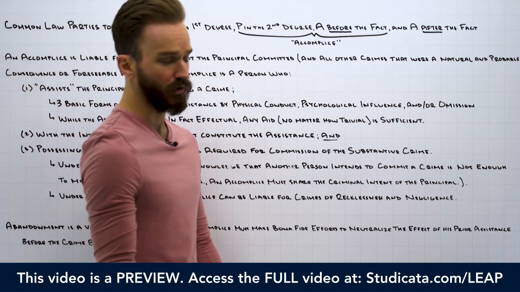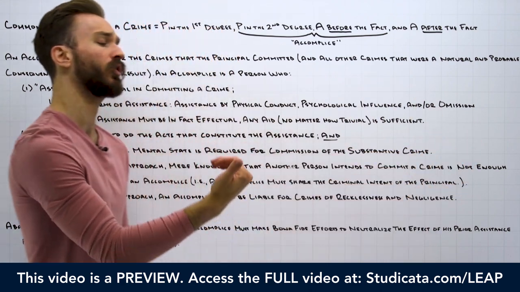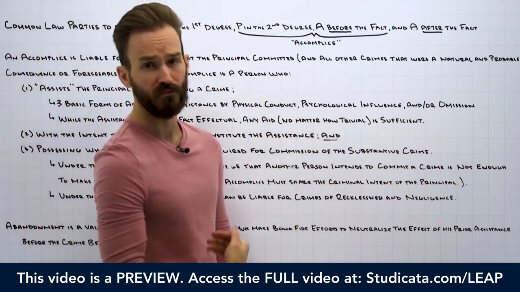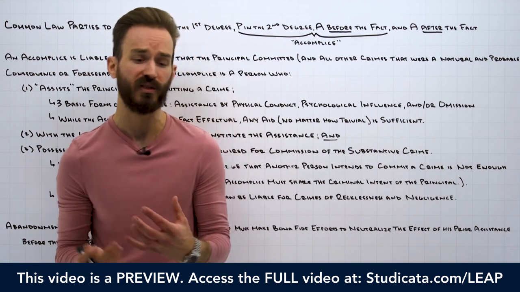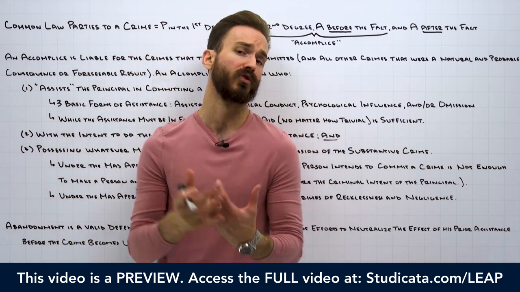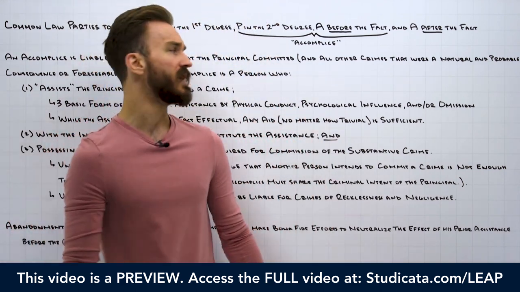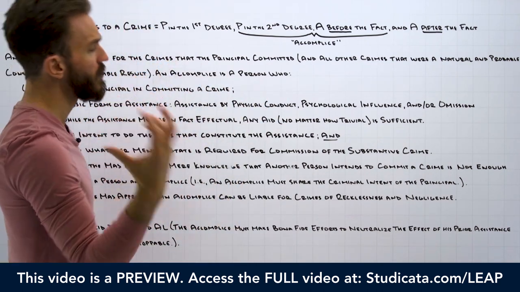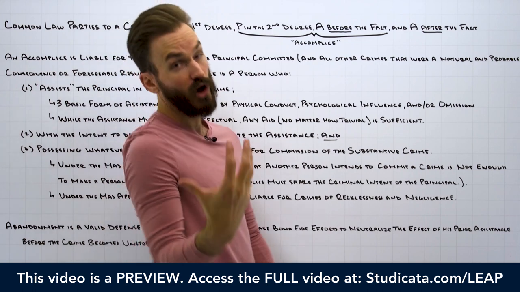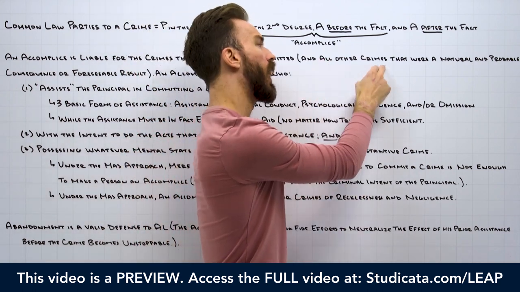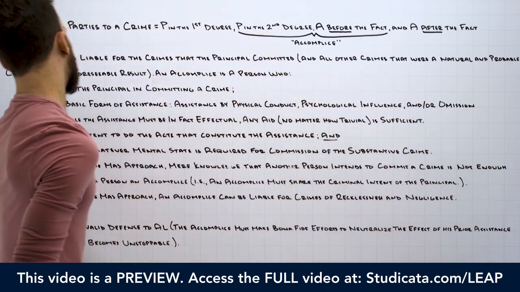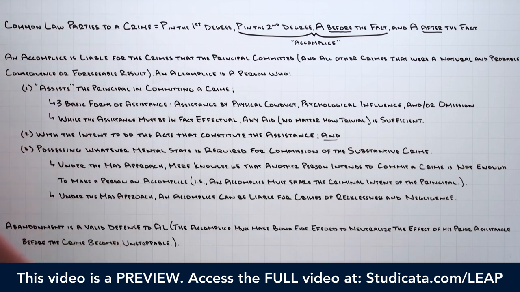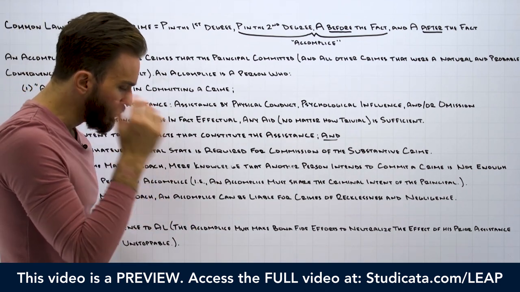Okay, and again, an accomplice is liable for the crimes that the principal committed. Very straightforward rule, right? This is vicarious liability. This is how we hold one person liable for crimes that another has committed, right? We're holding the accomplice liable for the crimes that the principal has committed, right? So a very straightforward rule, an accomplice is liable for the crimes that the principal committed, notably, and all other crimes that were a natural and probable consequence or foreseeable result, right? So this extends, right?